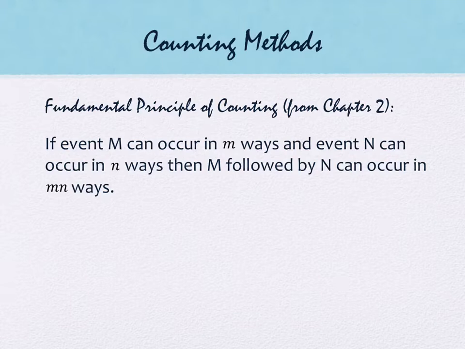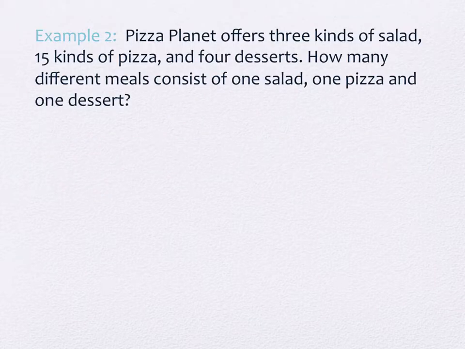So it's talking about ways of getting certain things to happen. As an example of that, we're going to talk about Pizza Planet, which is in what movie? Toy Story, that's right. Pizza Planet offers 3 kinds of salad, 15 kinds of pizza, and 4 desserts. How many different meal deals consist of 1 salad, 1 pizza, and 1 dessert? What the fundamental principle of counting says is that I would multiply. I'm going to leave spaces as placeholders, like this.